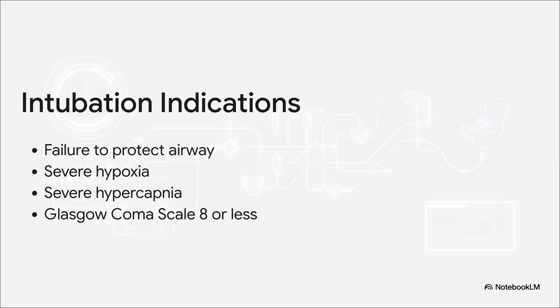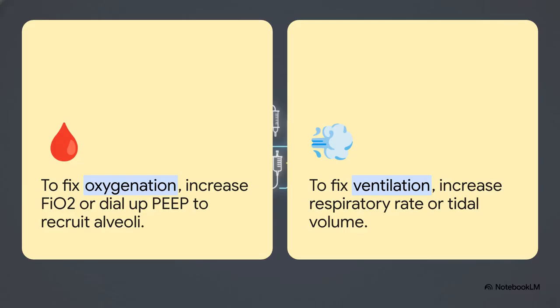Intubation is executed based on strict clinical criteria: failure to protect the airway, or severe hypoxia and hypercapnia that are refractory to non-invasive means. For neurological compromise, you must adhere to the definitive maxim: Glasgow Coma Scale of 8 or less, intubate. Once your patient is intubated, arterial blood gases dictate your adjustments.